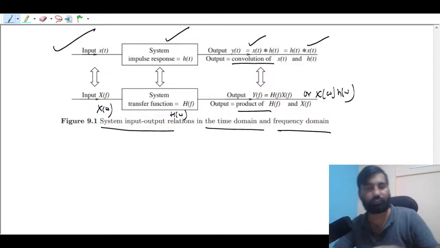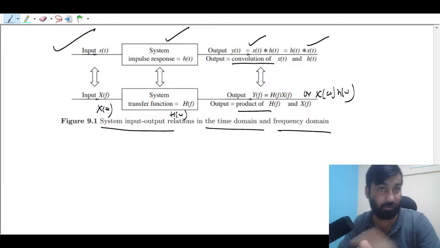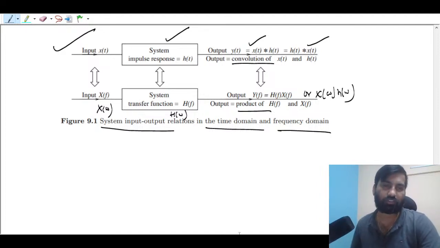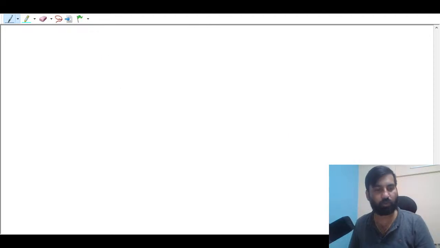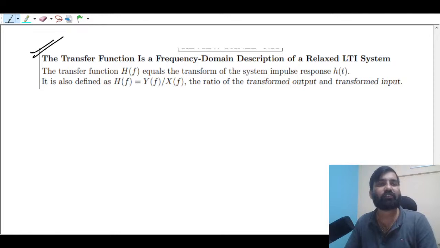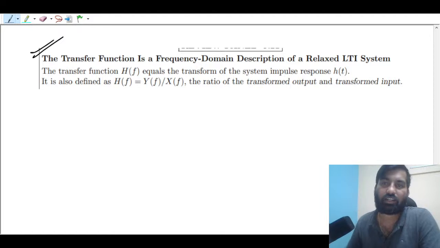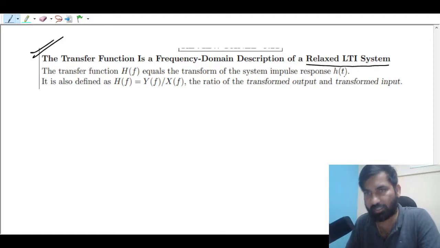So what is the transfer function? The transfer function is nothing but the frequency domain description of the relaxed LTI system. Remember, the system must be relaxed. If you want to compute the transfer function, the system must be relaxed. This is one of the important note points that you have to remember. The transfer function is a frequency domain description of a relaxed LTI. This is an important line: relaxed.